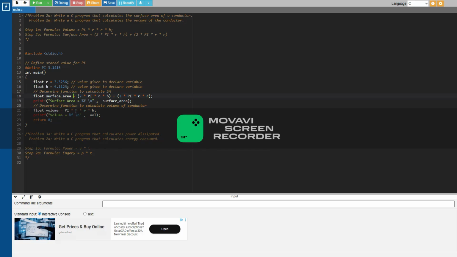So we want to declare this function again. It's twice times pi times r times h plus twice times pi times r times r, and we are going to print using the given function and calculate what the surface area will be. For the volume, we're going to have pi times r times r times h, and we're going to print the volume.